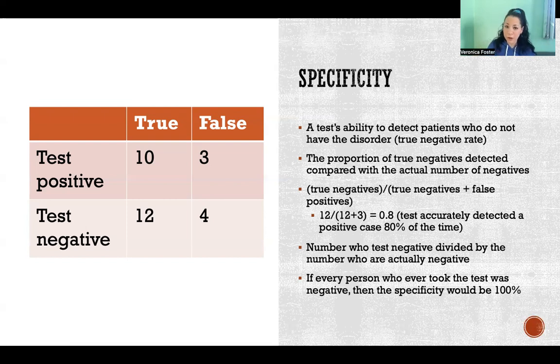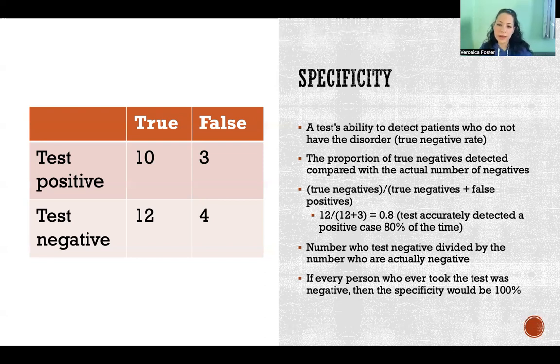So it could be wrong. There could be people who do in fact have the condition, but if every single person tests negative, then the specificity is 100% because it means that we're correctly identifying all the people who do not have it, regardless of whether we're correctly identifying the people who do have it.